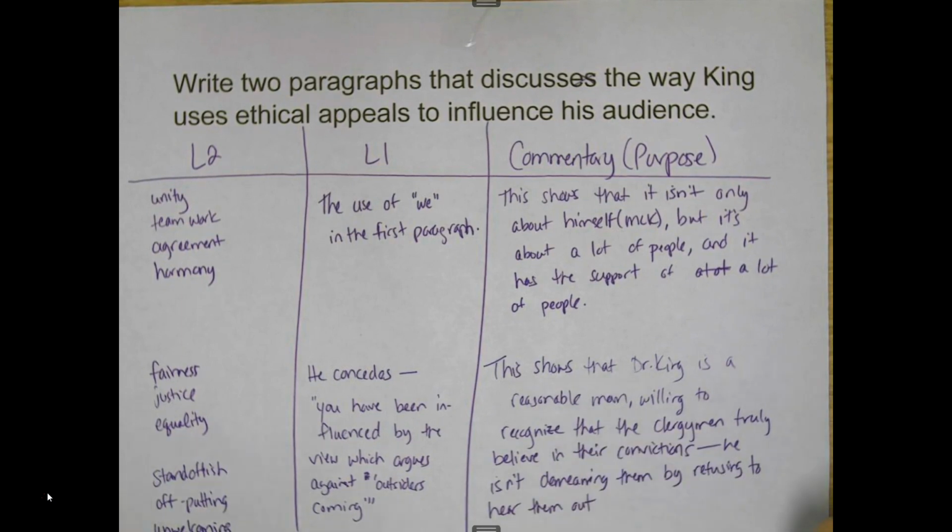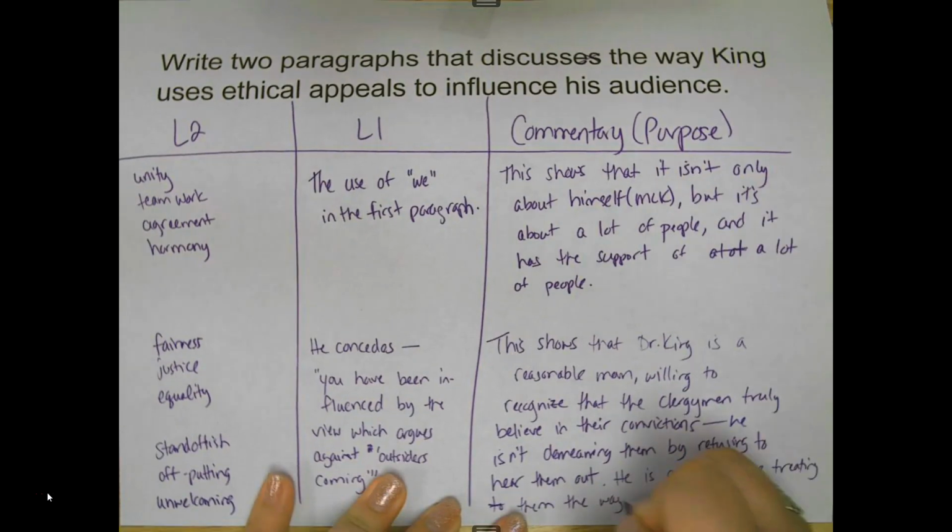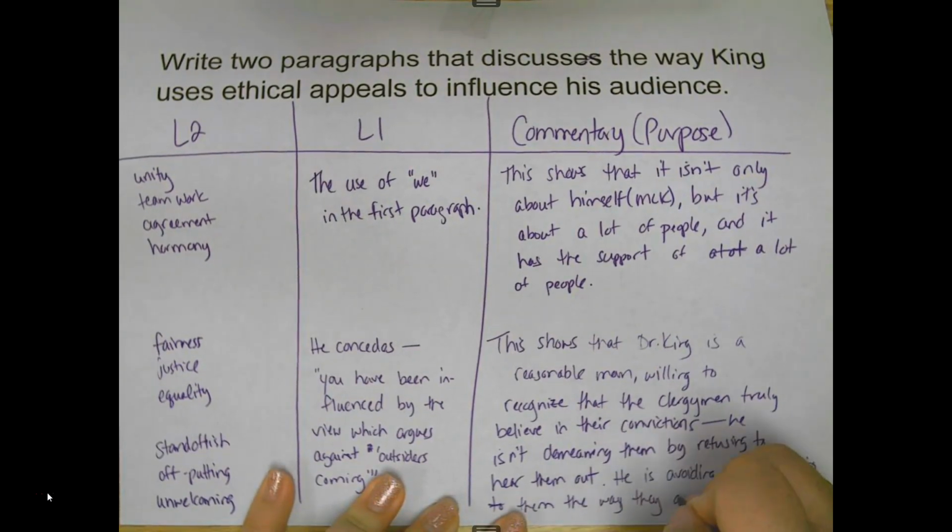And I'm also thinking, my brain is thinking about how this is also kind of what he feels like they're doing to him, and he's not willing to do it to them. So I'm going to write that. He is avoiding doing to them, or let's say treating them the way they are treating him.